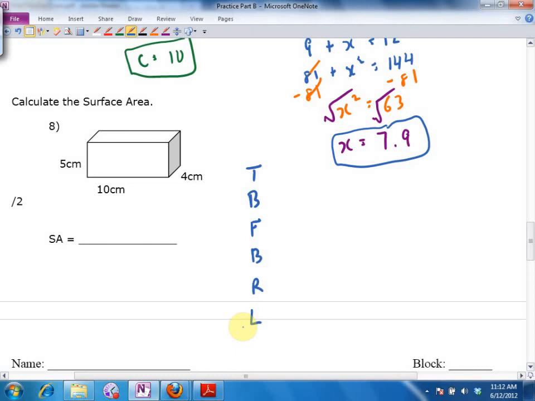So the top is what? Tisu, go ahead. What times what? It's a rectangle, so it's length times what? It's 10 times what? Gives me 40, right? What about the bottom? Same thing, right? Okay. What about the front? That's right. So it's 10 times 5 or 5 times 10.